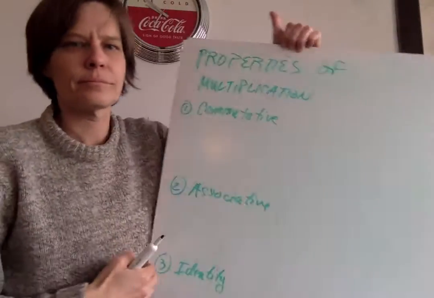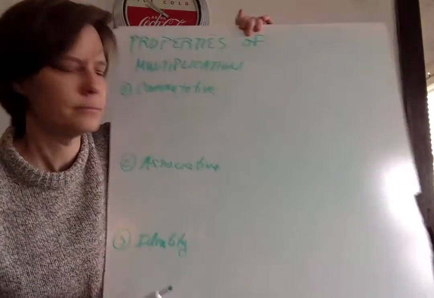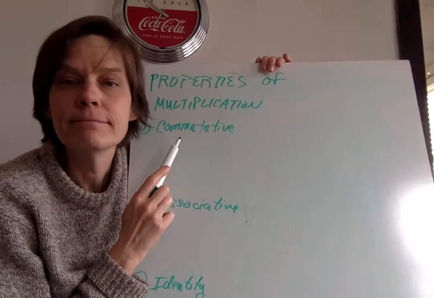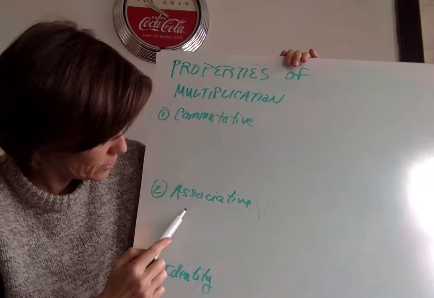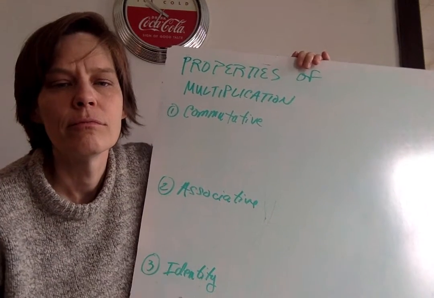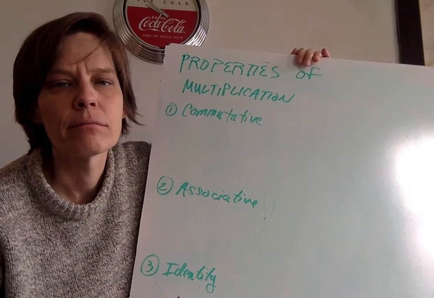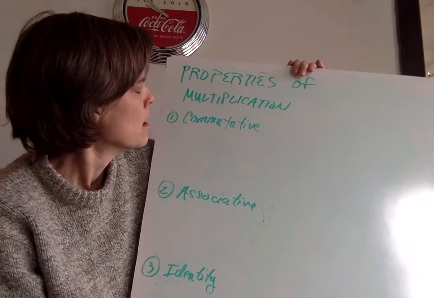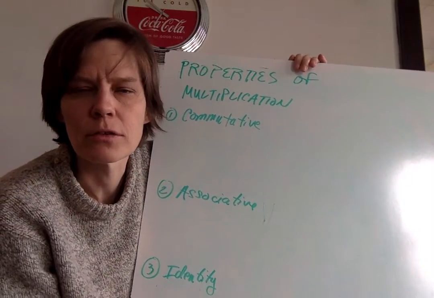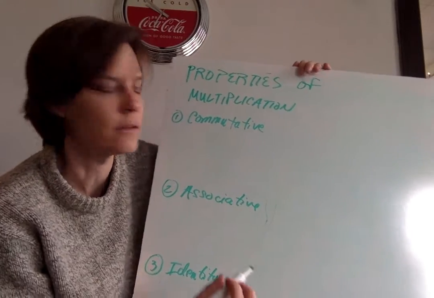Okay, there are three properties: commutative, associative, and the identity. Commutative and associative, I always switch around, but I'm going to get it right this time.